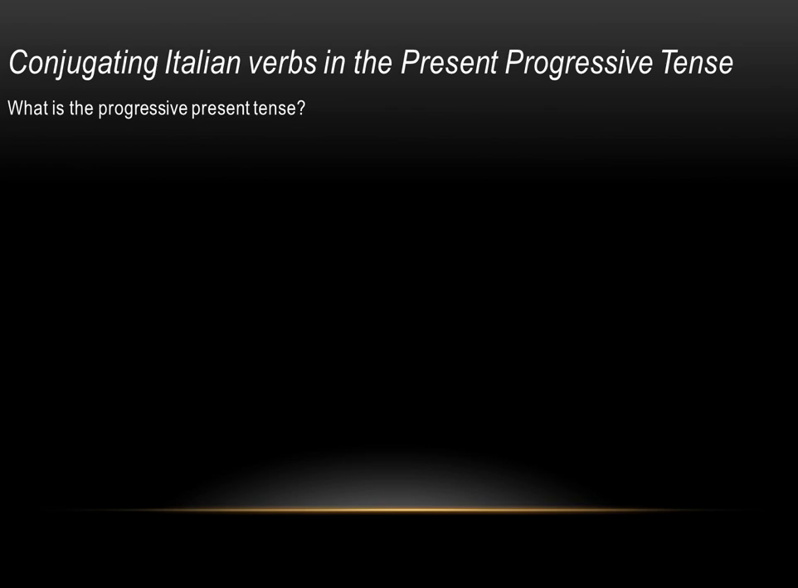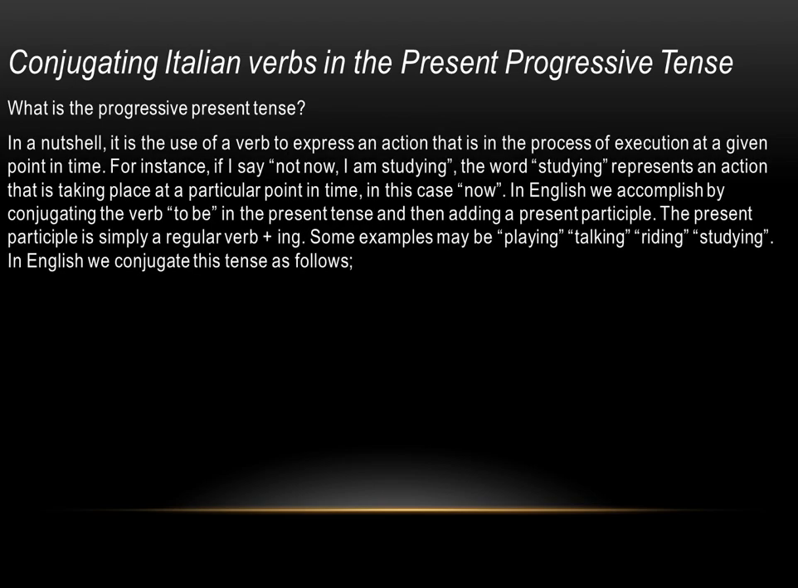What is the progressive present tense? In a nutshell, it is the use of a verb to express an action that is in the process of execution at a given point in time. For instance, if I say, "Not now, I am studying," the word studying represents an action that is taking place at a particular point in time.